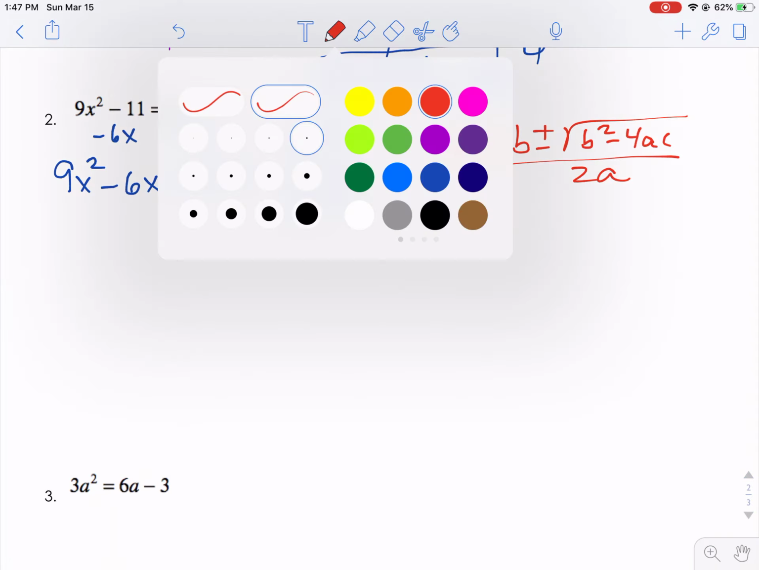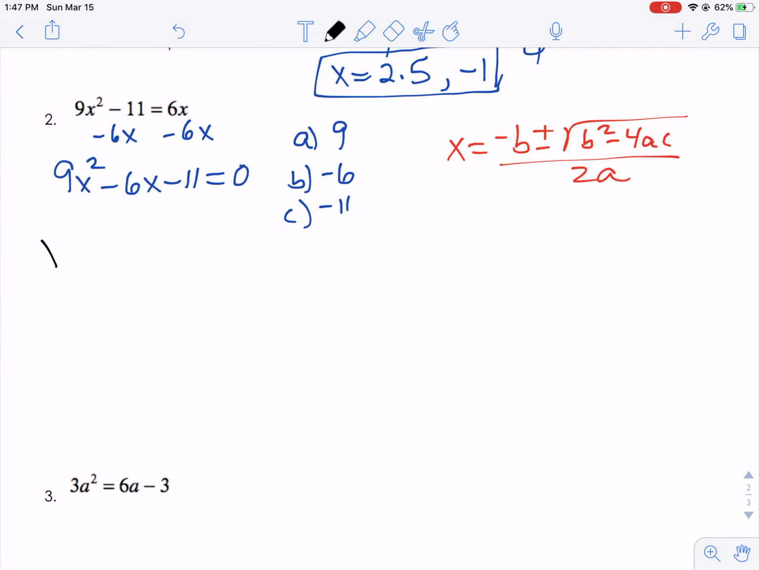All right, here we go. x equals negative. My b is negative 6, in a hug. I'll clean that up in a minute. Plus or minus, hug the b, square it. So we get negative 6 squared minus 4 times the 9 times the negative 11.